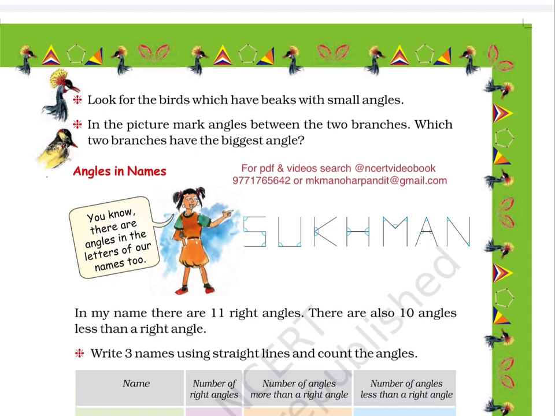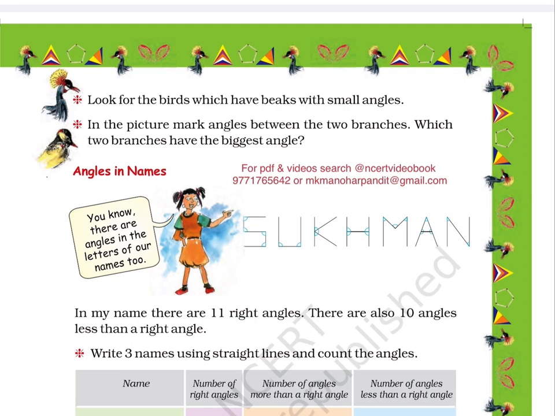In the picture, mark angles between the two branches. Which two branches have the biggest angle? Angles in names. A girl is seen in the picture with a name written beside her.